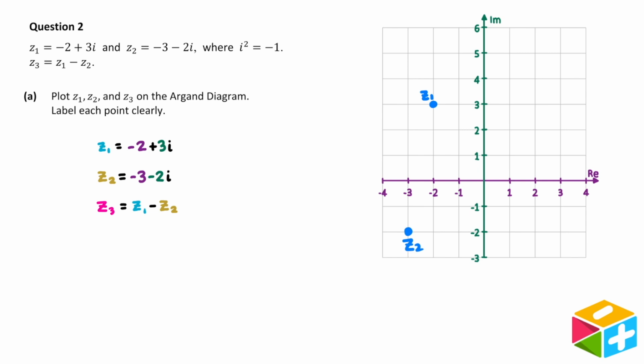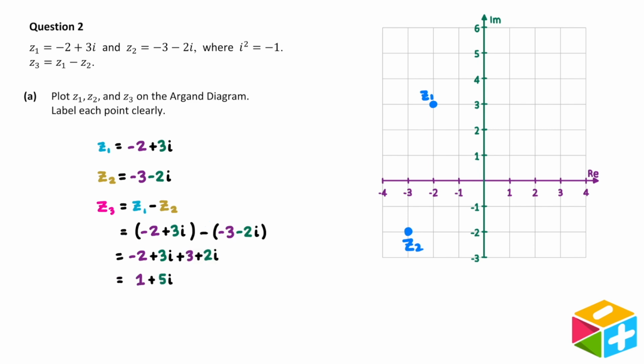Z3 is equal to Z1 minus Z2. Before we can plot this, we must calculate what this actually is. So let's write in the values of Z1 and Z2. We have to be careful with our signs here. We're subtracting Z2, which is minus 3 minus 2i. Minus minus 3 gives us plus 3, and minus minus 2i gives us plus 2i.